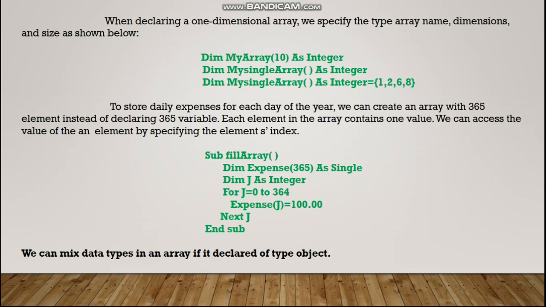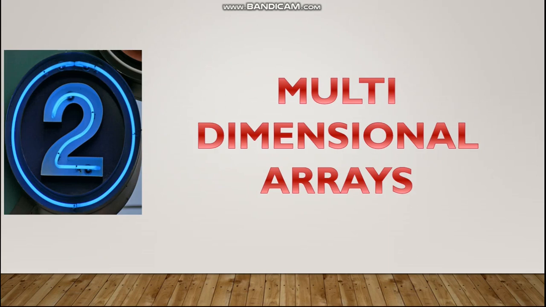Example, the FillArray function. Sub FillArray: Dim expenses(365) As Single, Dim j As Integer. For j = 0 To 364, since the array index starts with 0, we use the For statement. expenses(j) = 100. Next j. We can mix data types in an array if it is declared as type Object.